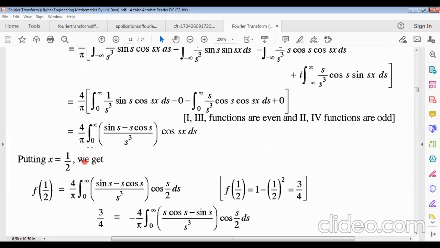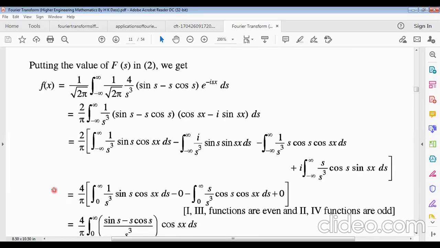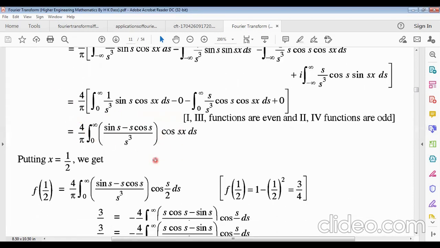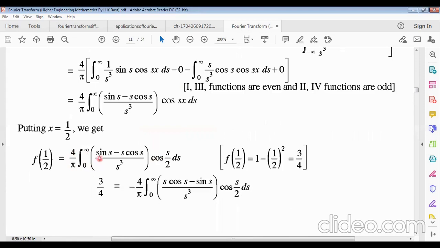Now putting x equals to half here, then f of half, this will be the f of x. Okay, just putting x equals to half here, we get 4 by pi 0 to infinity s cos s minus sin s by s cube cos s into half, what will be? Cos s by 2 ds.